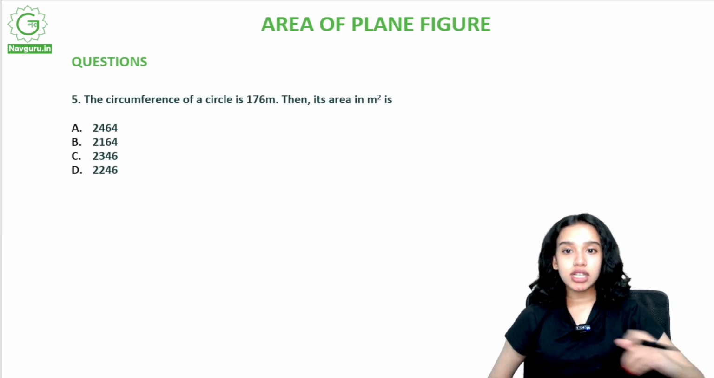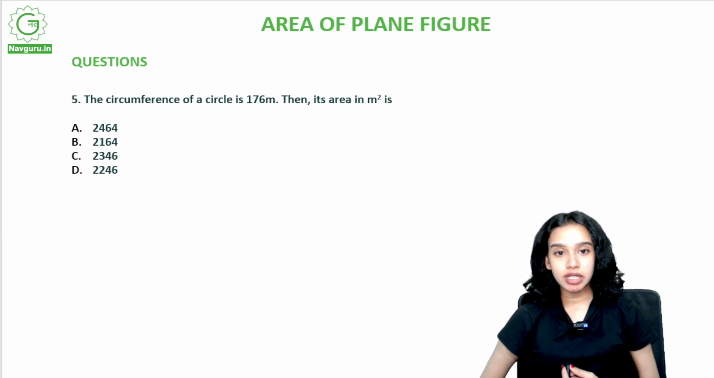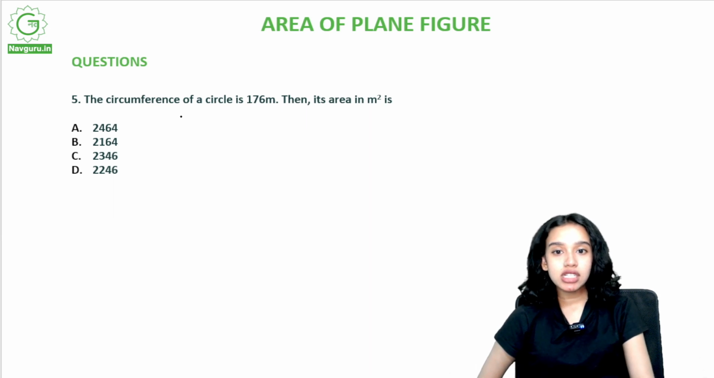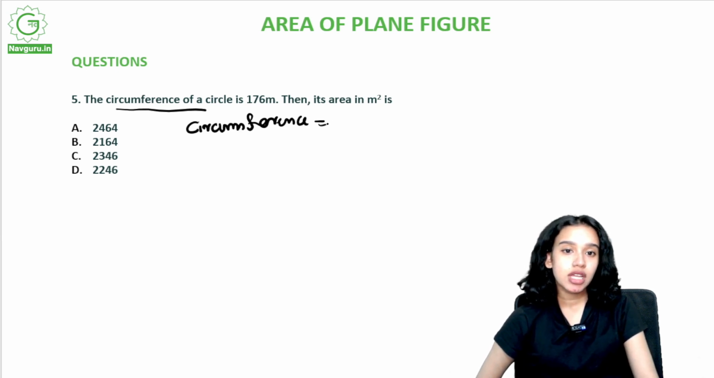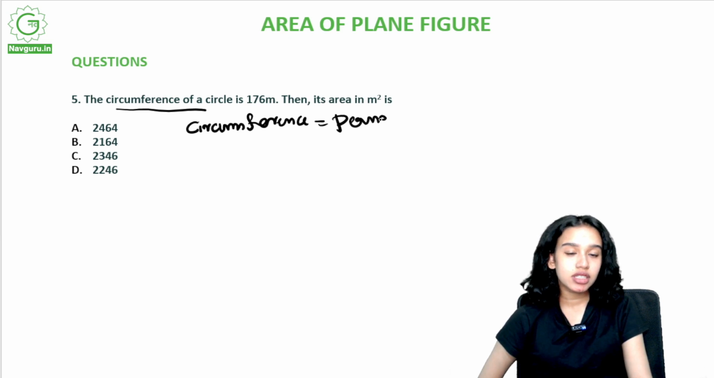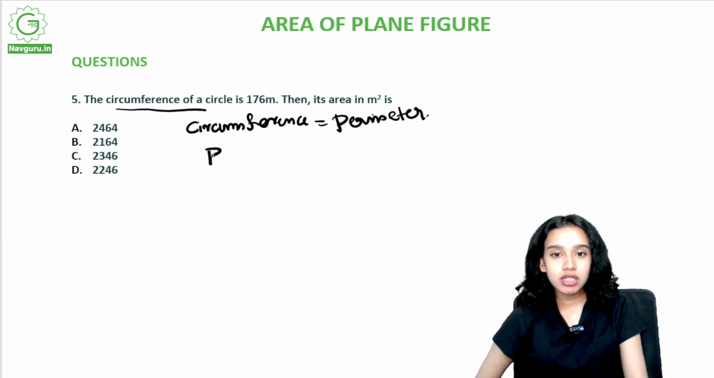Now let's go on to the next question. The circumference of a circle is 176 meters. Then its area in meter square is? So what is the circumference of a circle? The circumference of a circle is actually equal to its perimeter. Circumference or perimeter are the same thing. So what is the perimeter of the circle?